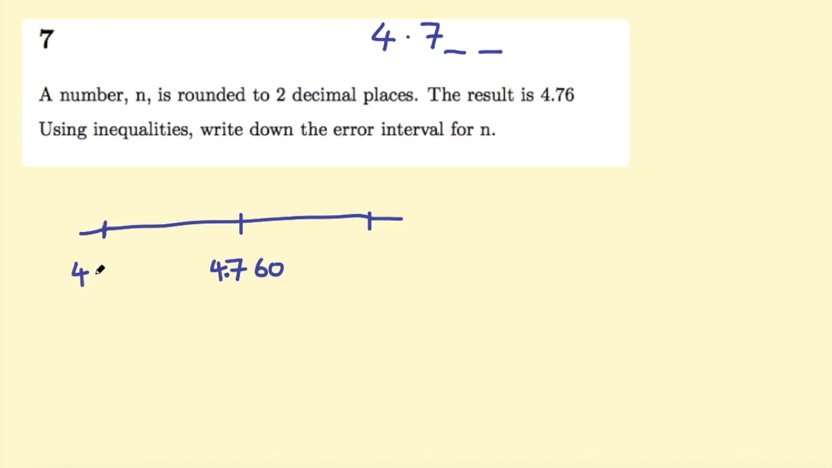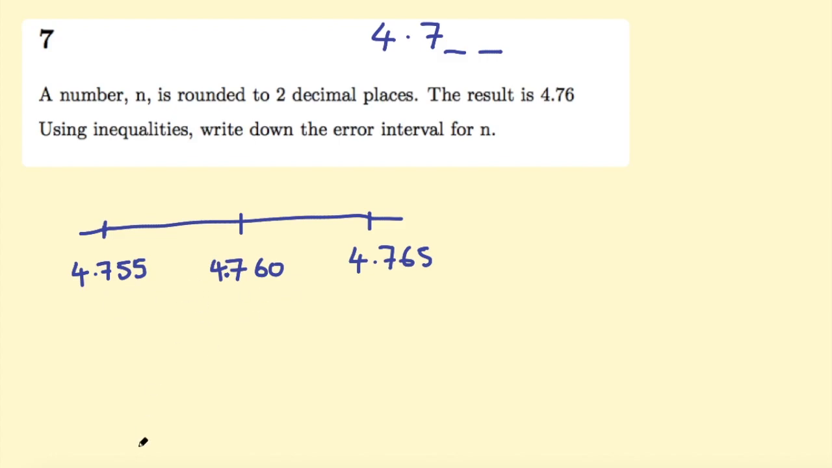And the lowest number will be 4.755, because anything bigger than that will round up to 4.760, and anything lower will round down. And if you think of the numbers bigger than 4.760, everything less than 4.765 will round down, but anything larger than that will round up.